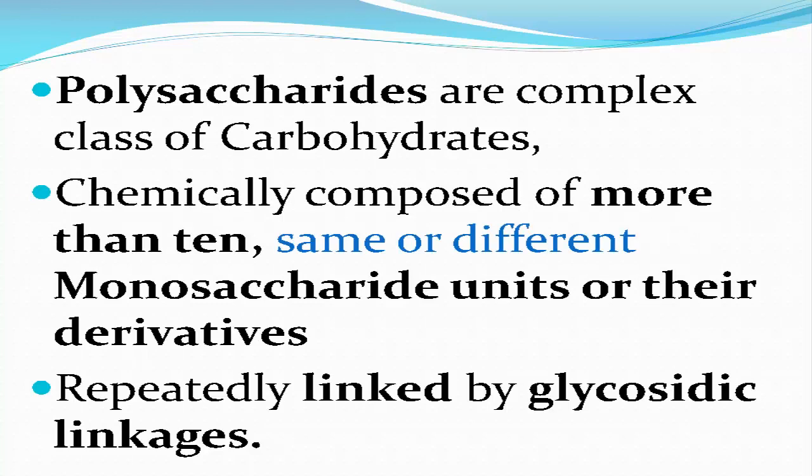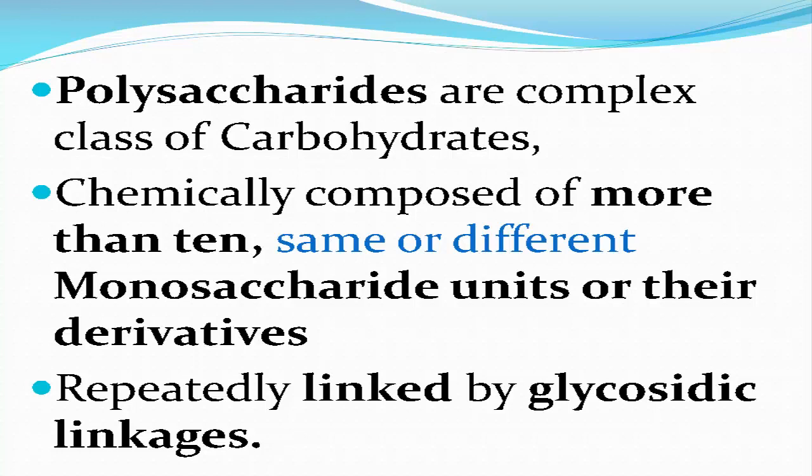So what is polysaccharides? Polysaccharides are complex class of carbohydrates where there are more than 10 monosaccharides. The monosaccharides can be same or can be different. So same type of monosaccharides or different types of monosaccharides. And they repeatedly, one after the other, are joined through successive glycosidic bonds.